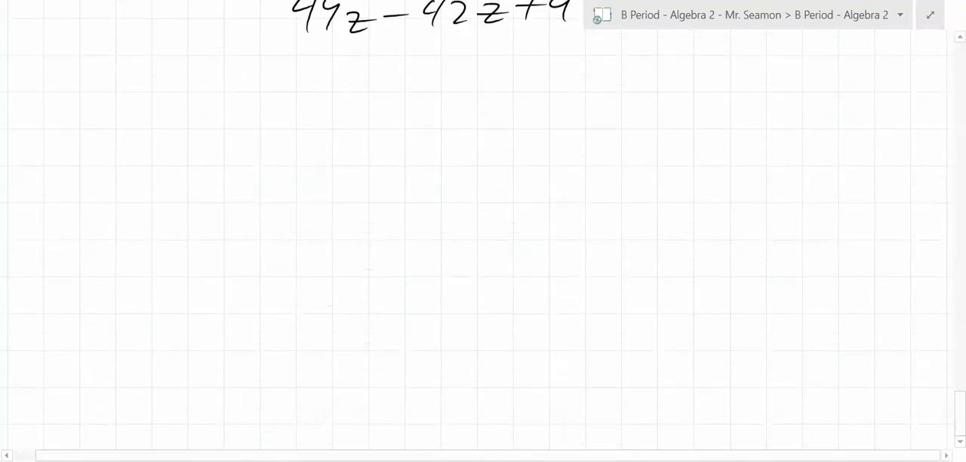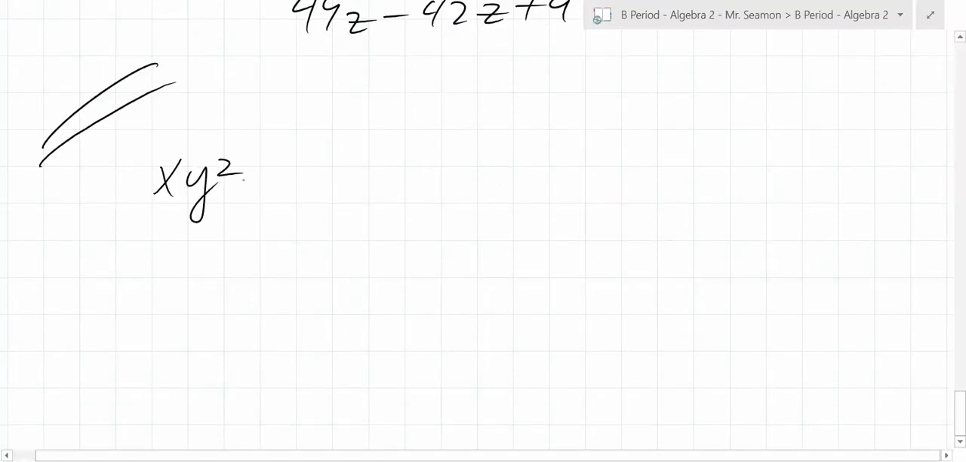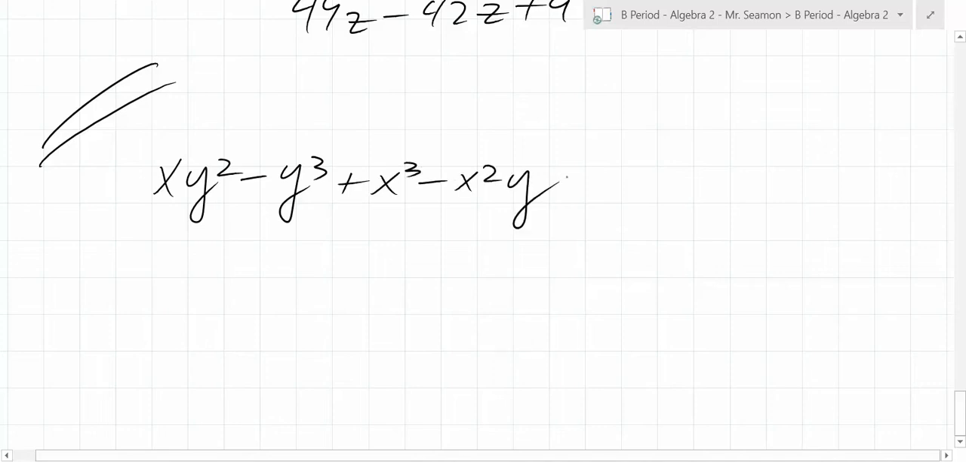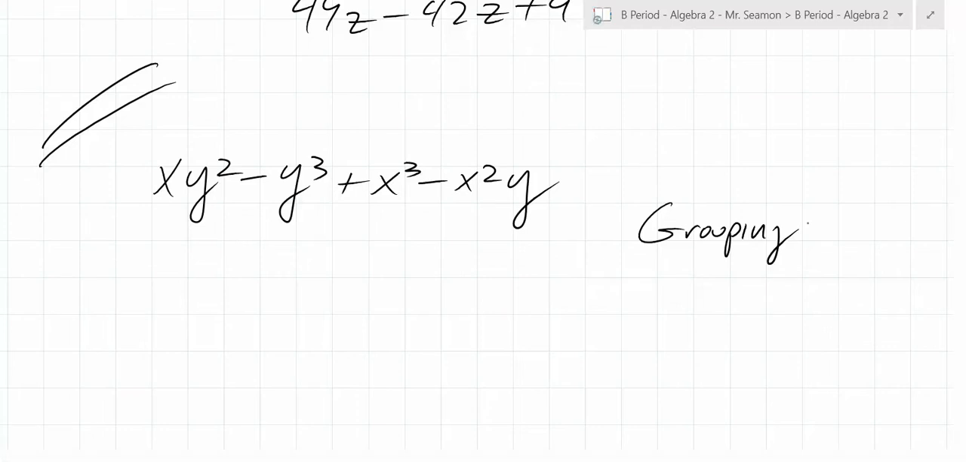What, though, do you do when you're presented with something that looks like this? xy squared minus y cubed plus x cubed minus x squared y. What's your first thought when you see something like that? Well, is there a y in this? It's 4 things. And what was that method we did when we had 4 things? One of the things you have is grouping. So you look at this and you say, is there anything I can do here?